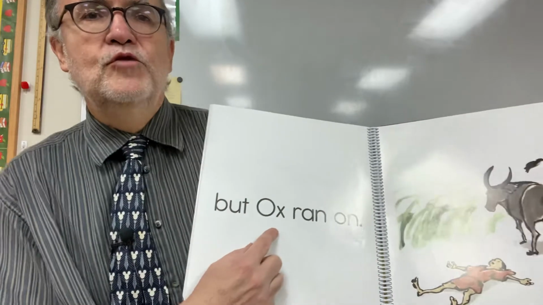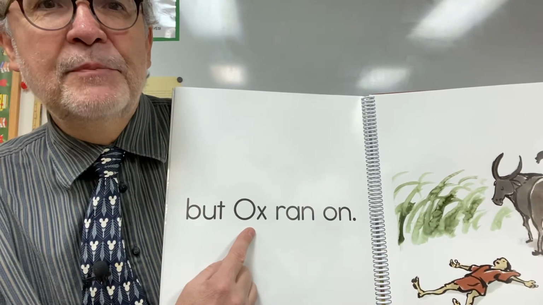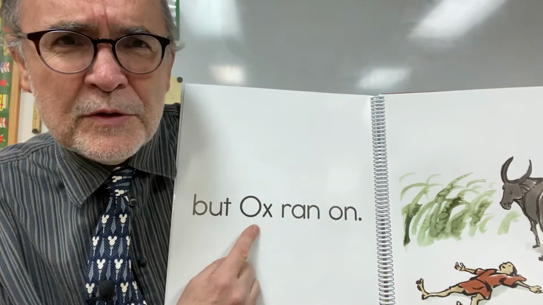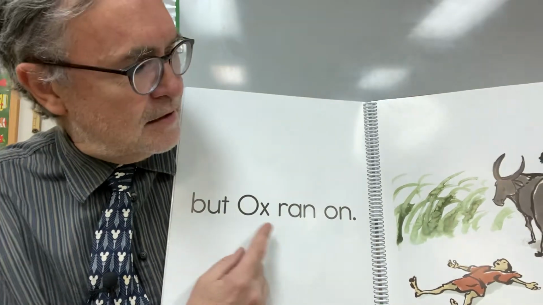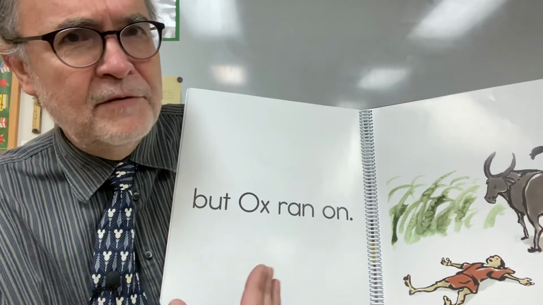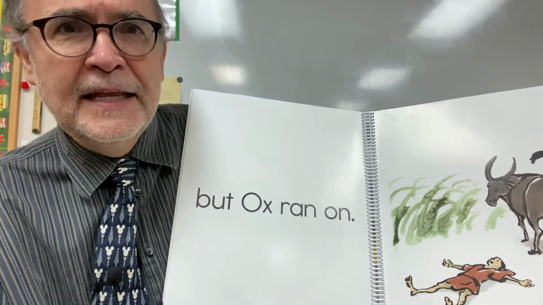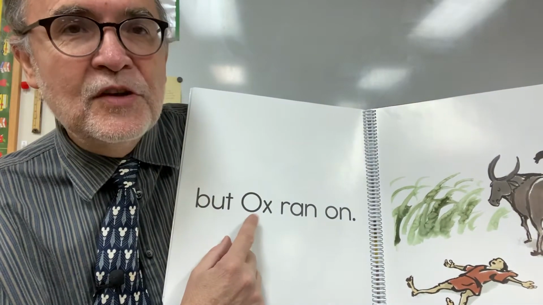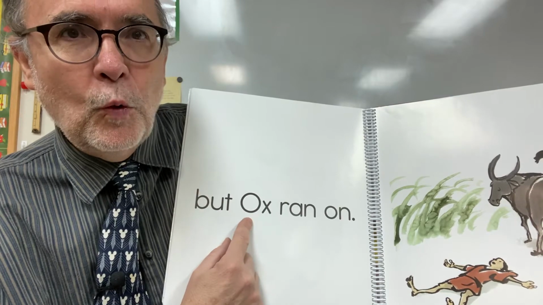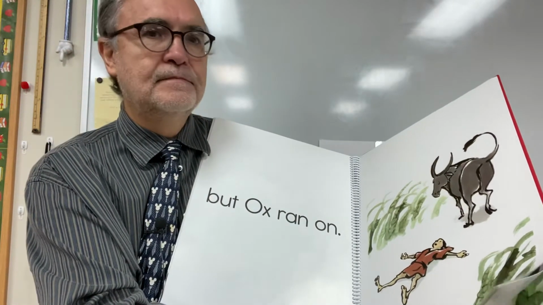Now, you say here, wait, Mr. Burnett, this isn't the beginning of the sentence, but there's a capital letter. What's going on? Who remembers what we talked about with that? This is the name of ox. Somebody thought of a great name for him, Ox. So he has a capital O, but ox ran on, stop sign, okay?